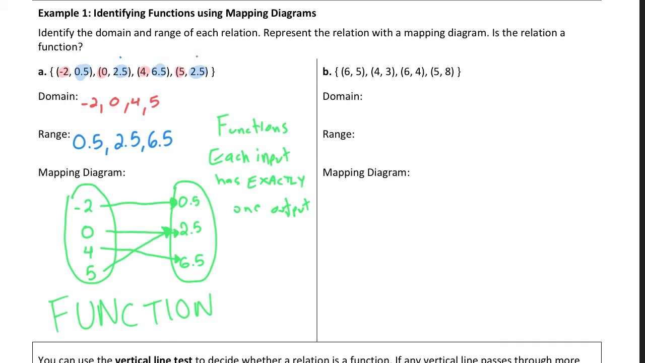That's how we tell whether something's a relation or a function. If any of these inputs on the left-hand side had multiple branches going to different outputs, they would not be functions.